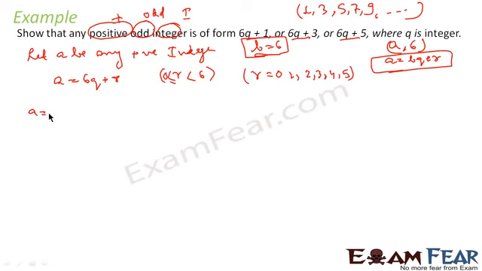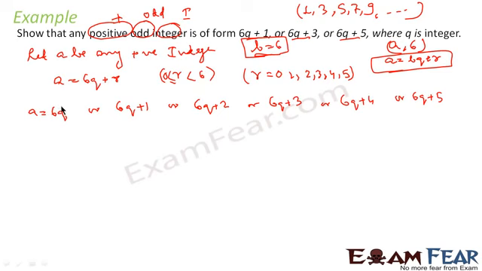So I can write a as 6q plus r. When r is equal to 0, that becomes 6q. Or I can write 6q plus 1, where r is equal to 1. Or 6q plus 2, where r is equal to 2. Or 6q plus 3, where r is equal to 3. Or 6q plus 4, or 6q plus 5. These are the possible values of a, because r is always greater than or equal to 0 and less than b, and b is 6 here.